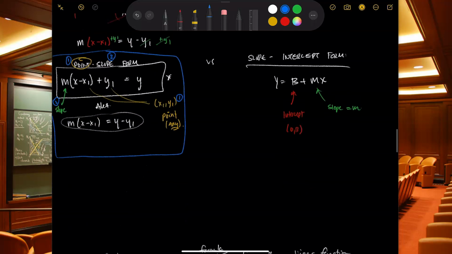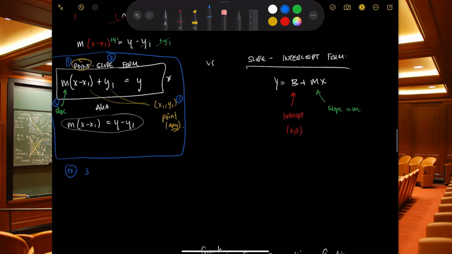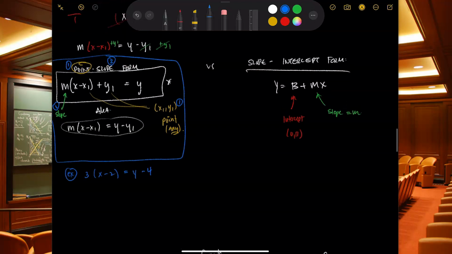So an example of that would be something like this: 3 times x minus 2 equals y minus 4. Okay. So everything I need to know about this function is right at the surface. So we know that the slope is 3. It's given right here. And we know that a point that it passes through, x1 comma y1, is given here, 2, 4.